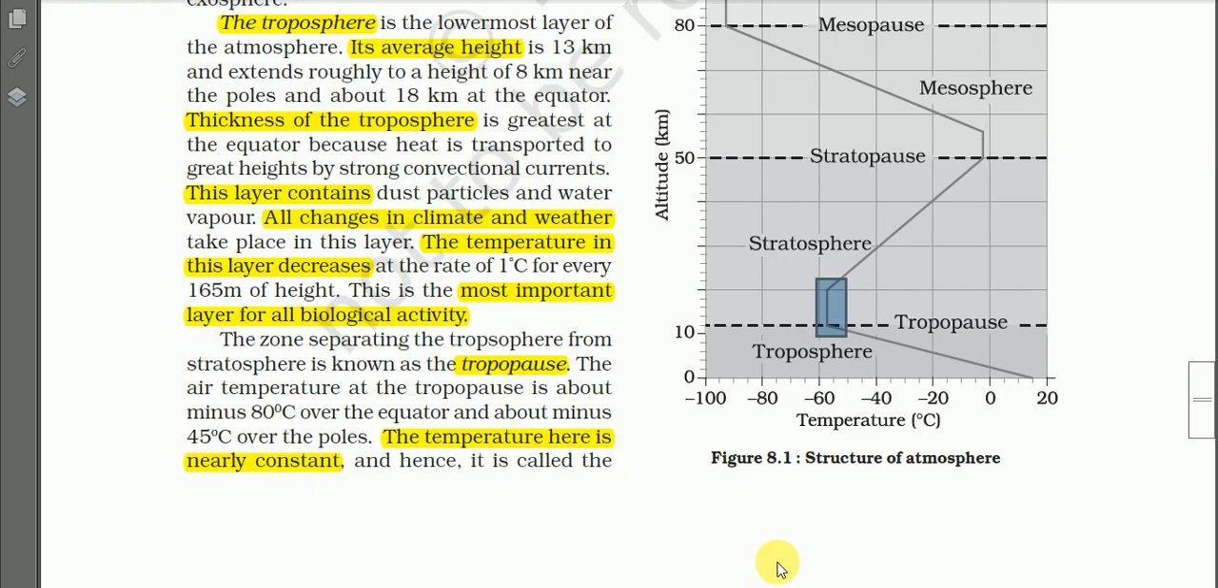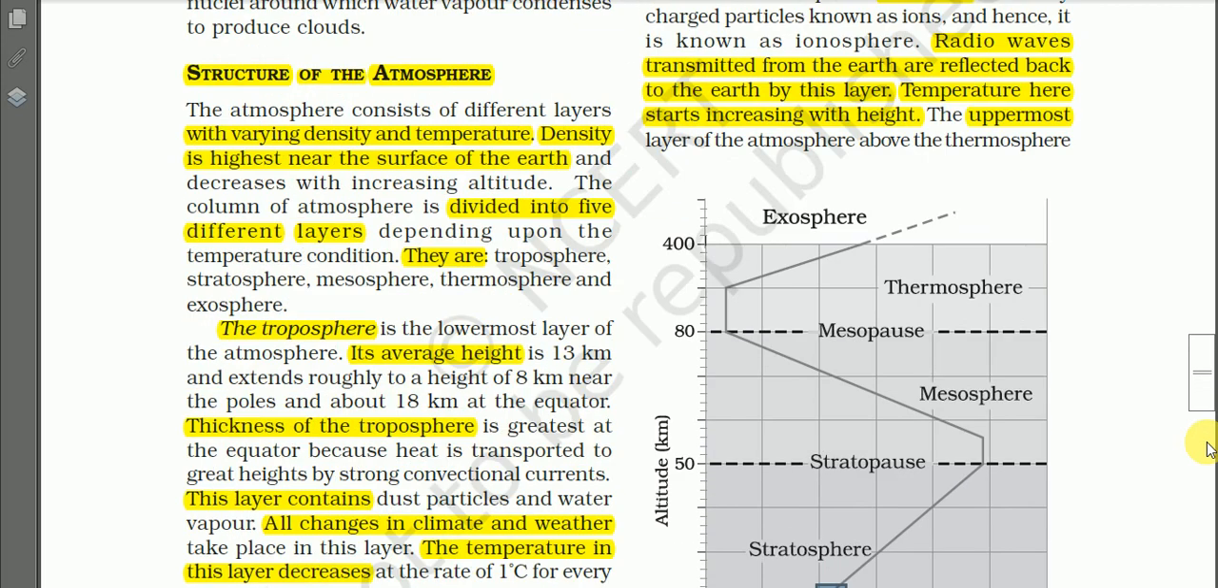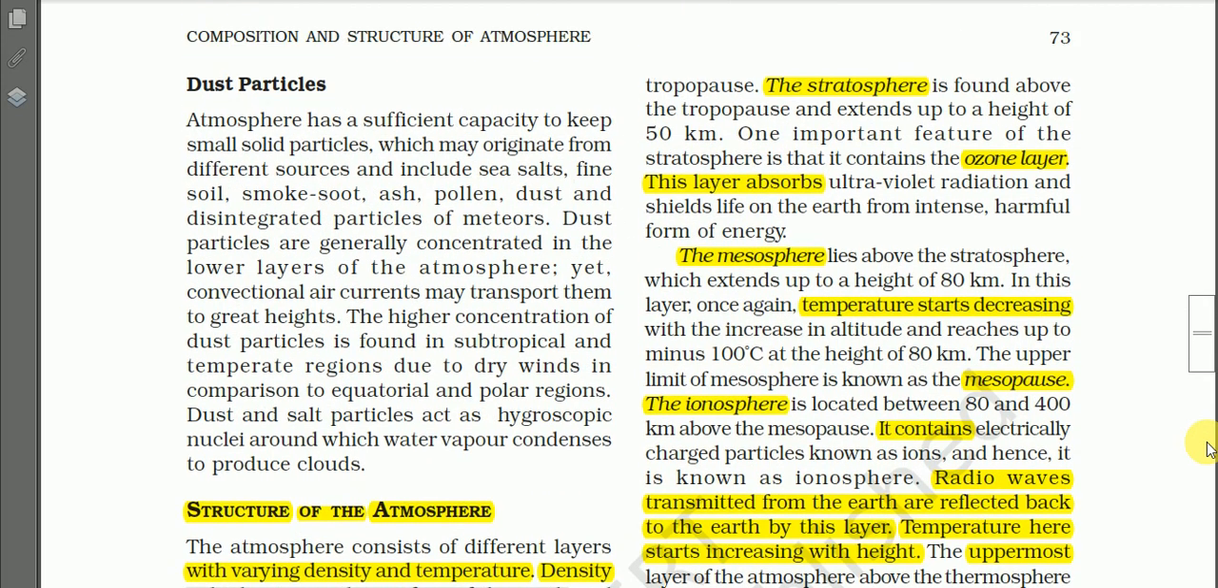Any question, boys and girls? No, sir. Okay, then next we have the second layer, that is the stratosphere.